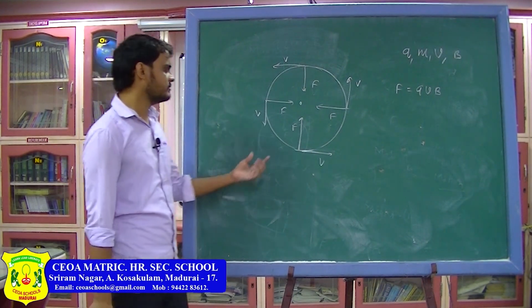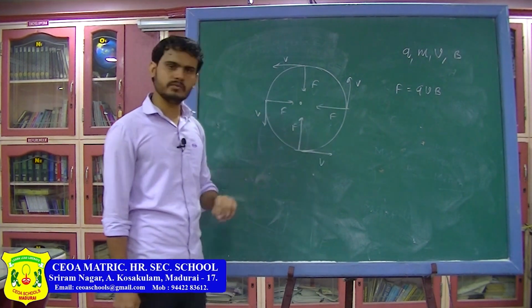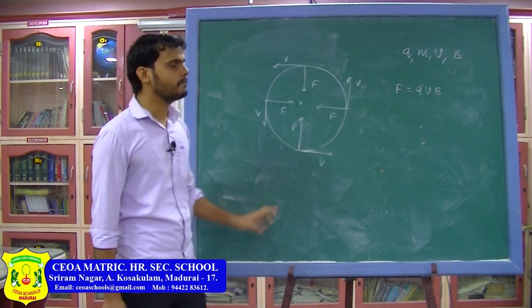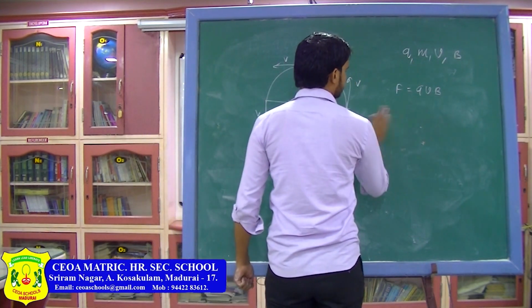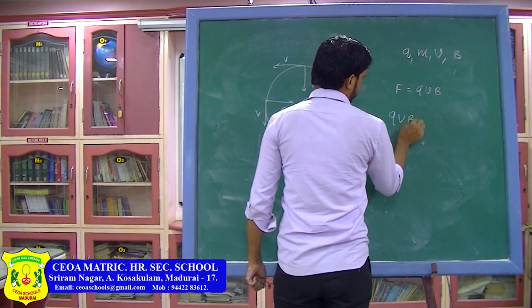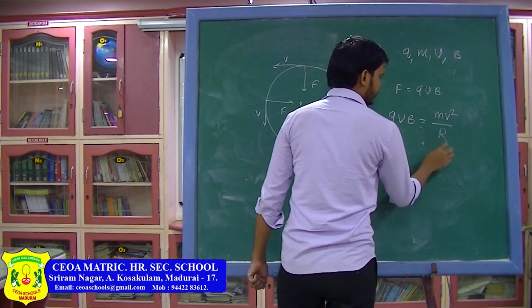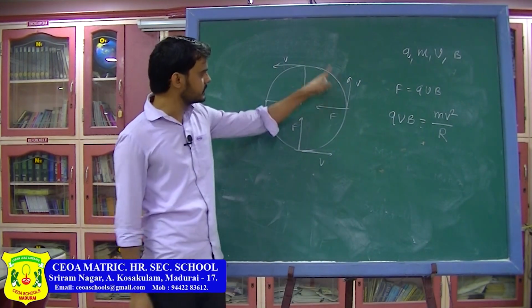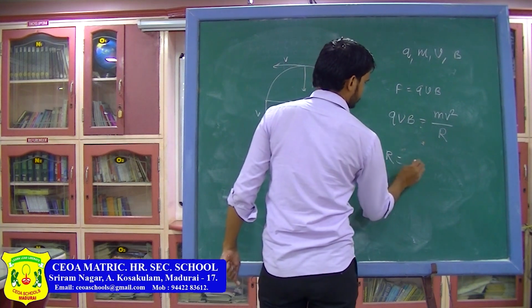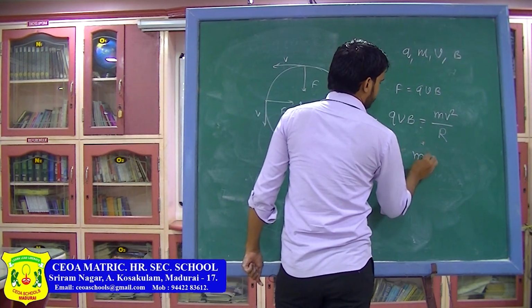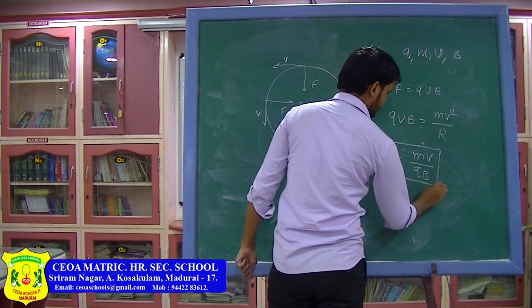Now in uniform circular motion we have seen that the centripetal force is always equal to mv squared by r. So I can equate this force to mv squared by r, because this force is basically the centripetal force. So I can write qvB equals mv squared divided by r. Now here, what is r? r is the radius of the circle. So from here I can write r equals mv by qB. So this is the formula.